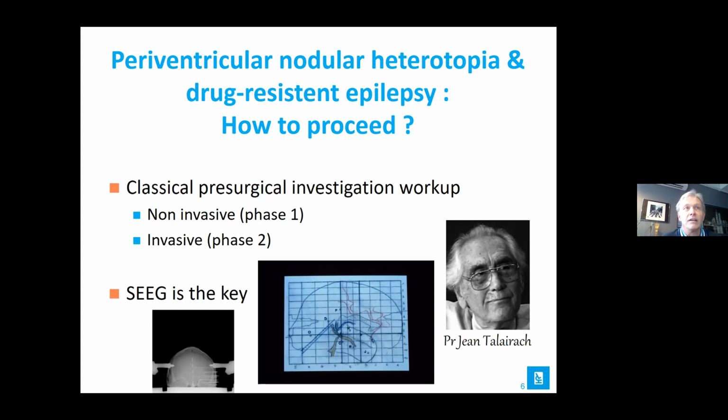So this non-invasive investigation is, of course, necessary, but in most cases, all the cases in our experience actually, it is not sufficient to go straight forward to any surgical decision. So an invasive investigation is almost always necessary. And the key message of this slide is clearly that SEEG is the key investigation. This is the reason why I put this well-known picture of Professor Jean Talairach, who conceived and promoted this technique in Paris in the 60s, so more than 50 years ago now.